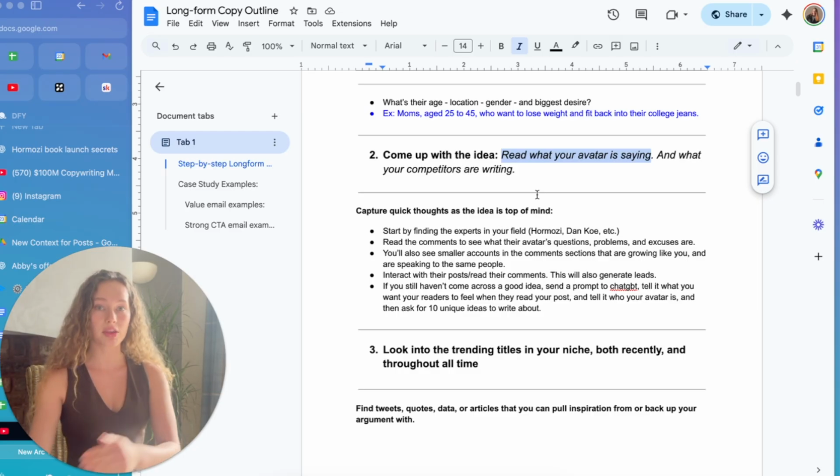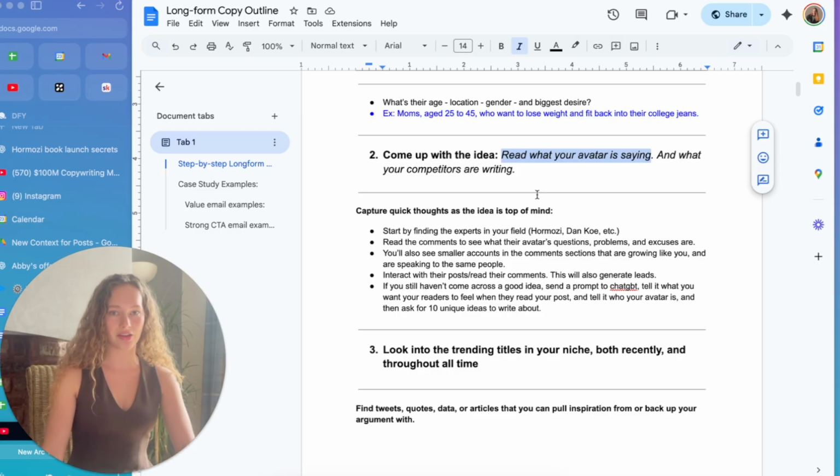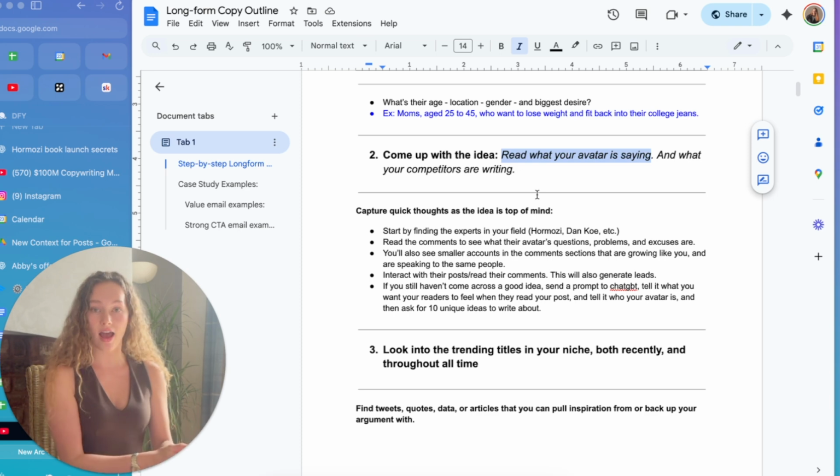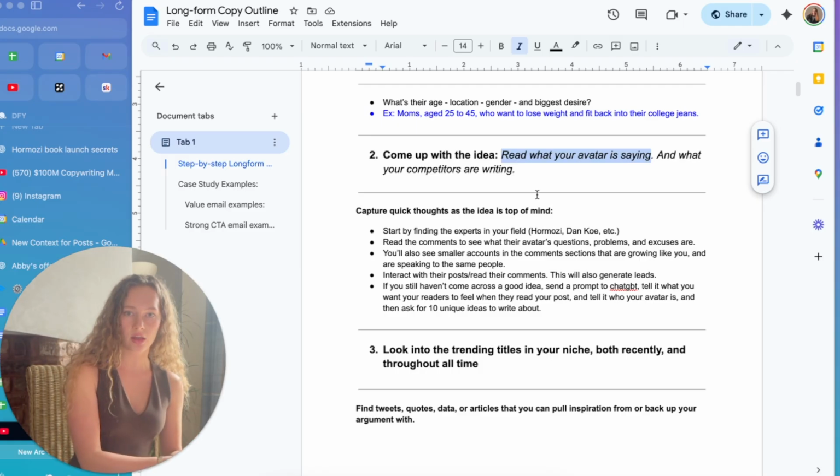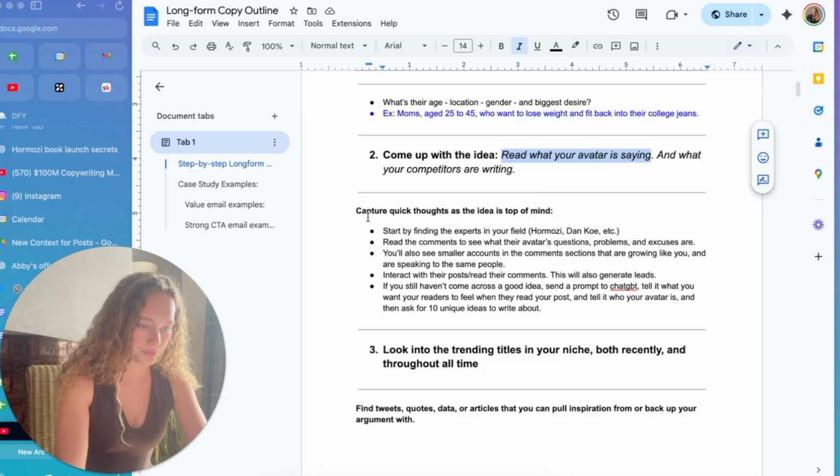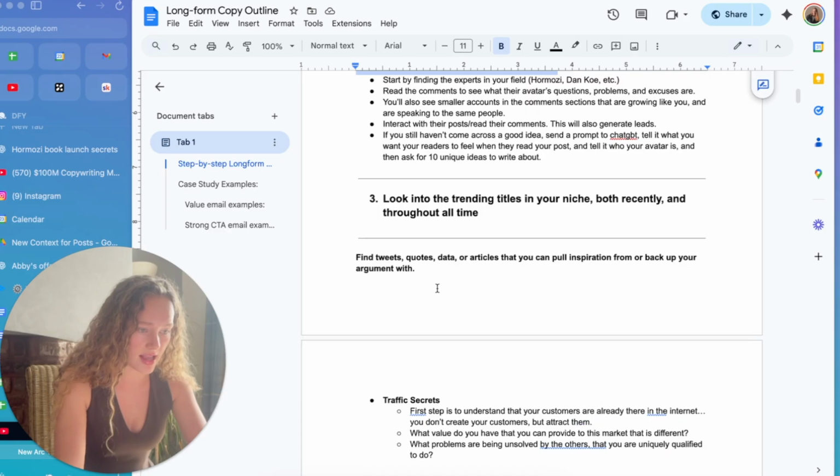And if you can write what they're thinking and solve the problem that's actually in their head or in front of them, then you're going to have content that's going to go crazy because it's actually delivering value. And whether it gets a bunch of views or not, the people that read that copy are going to convert. All right, so capture quick thoughts as the idea is top of mind.